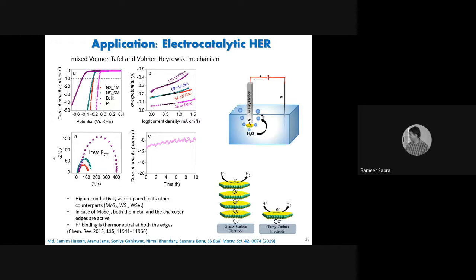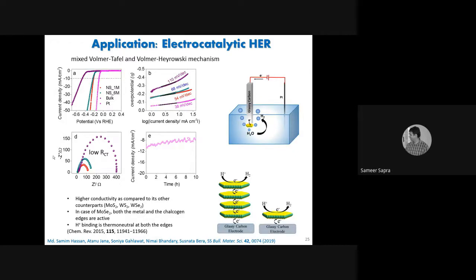Now, what else can you do when you have so many defects? And already you see that you can use molybdenum selenide in place of platinum. So we also make dye-sensitized solar cells, and there also we use platinum. So can we use molybdenum selenide in place of platinum in the dye-sensitized solar cells?